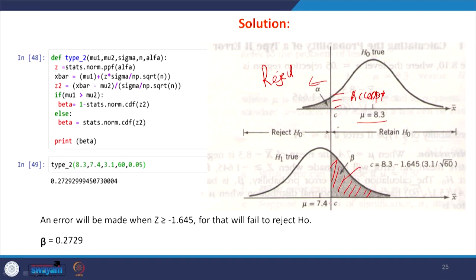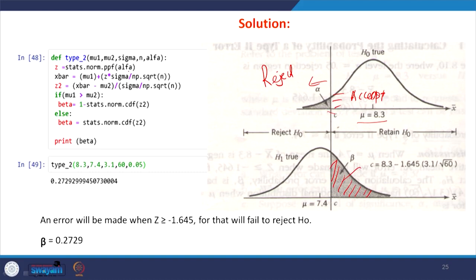So, what are the parameters which I am going to take? mu 1, my assumed mean; mu 2, true mean; sigma, population standard deviation; n, sample size; alpha, significance level. So, for example, the first one, the normal distribution, I am finding out what is the z value in this location. I know what the alpha value is. So, z equal to stats.norm.ppf(alpha value).